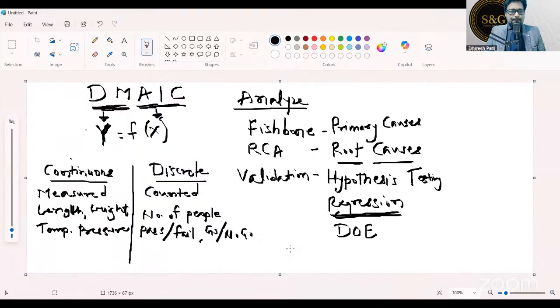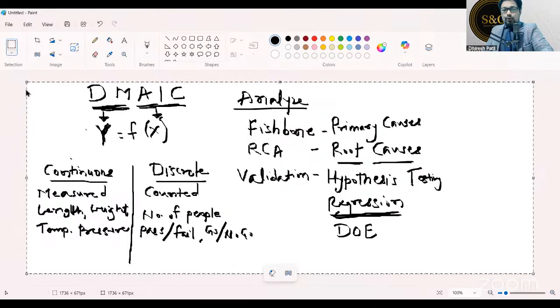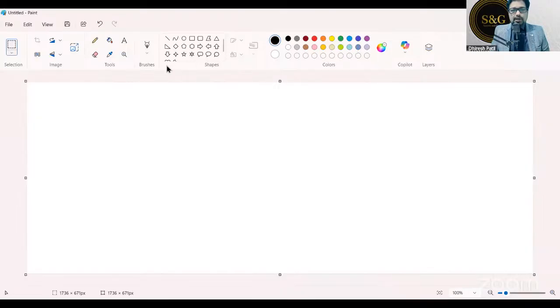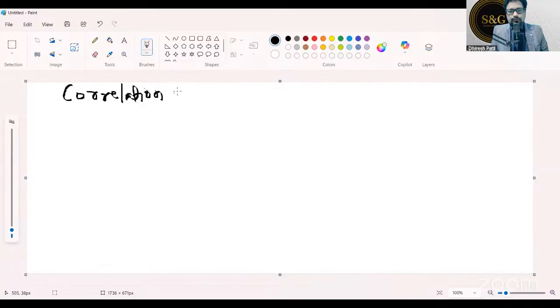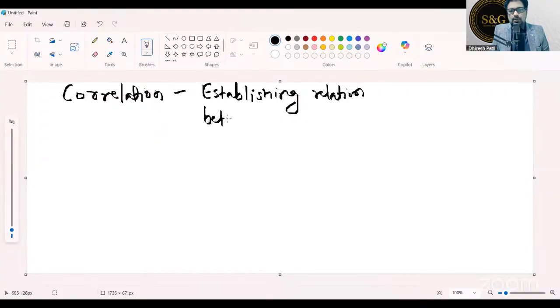Chalo. So now when we try to establish the correlation, we are talking about correlation and regression. So what is correlation? Correlation is establishing a relation between X and Y. Input and output. Simple. Correlation meaning establishing relationship between X and Y.